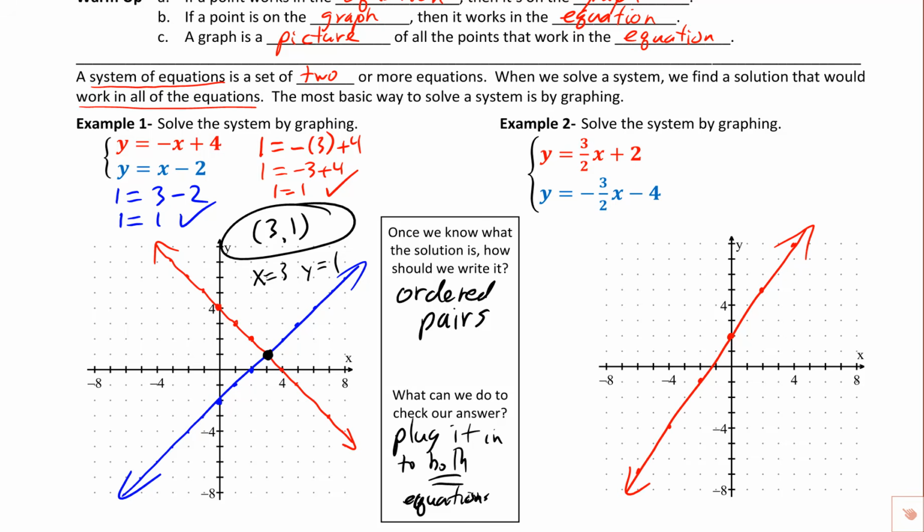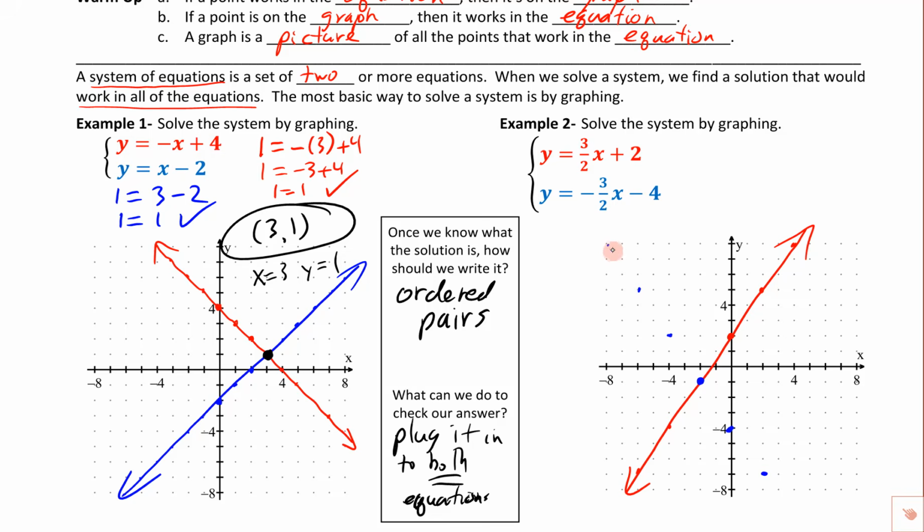Switch colors, and we're going to take a look at this other one. It crosses at negative 4. So it crosses right here. And the slope is negative 3/2. So that means we're going to go down 3 and over 2. We've now got to go the other direction. Up 3 and back 2. And notice what we've got right there. Up 3 and back 2. That is enough that I can draw the line.